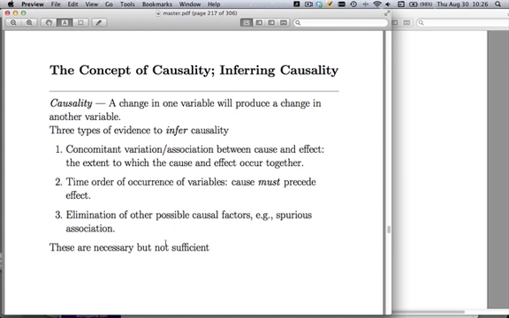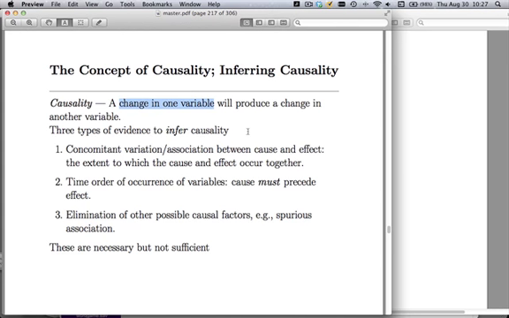So let's start in a kind of a philosophical mode. What is causality? Causality means that if I change one variable, I manipulate one variable, then that implies a change in another. Now, establishing that link between changing one variable, producing a change in another, is devilishly hard in a lot of cases.